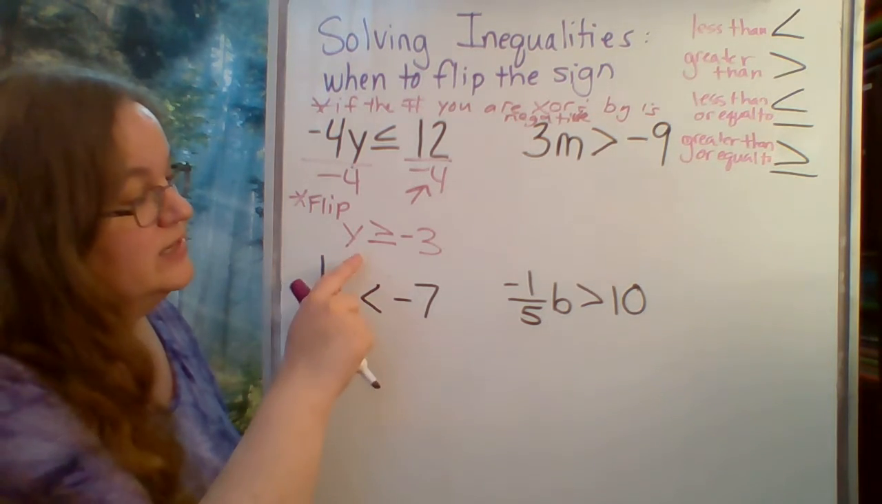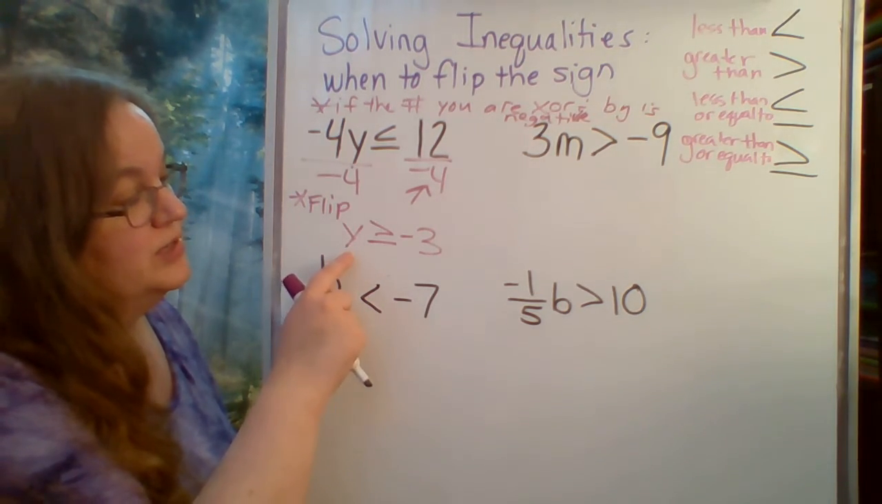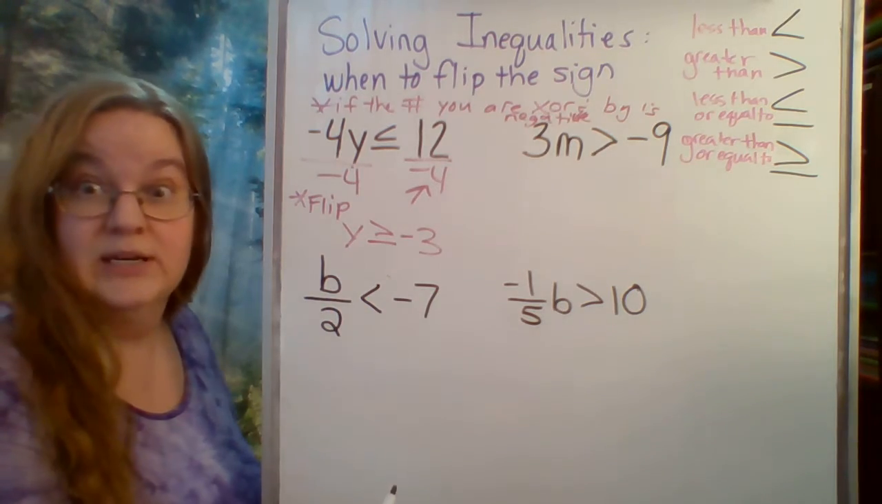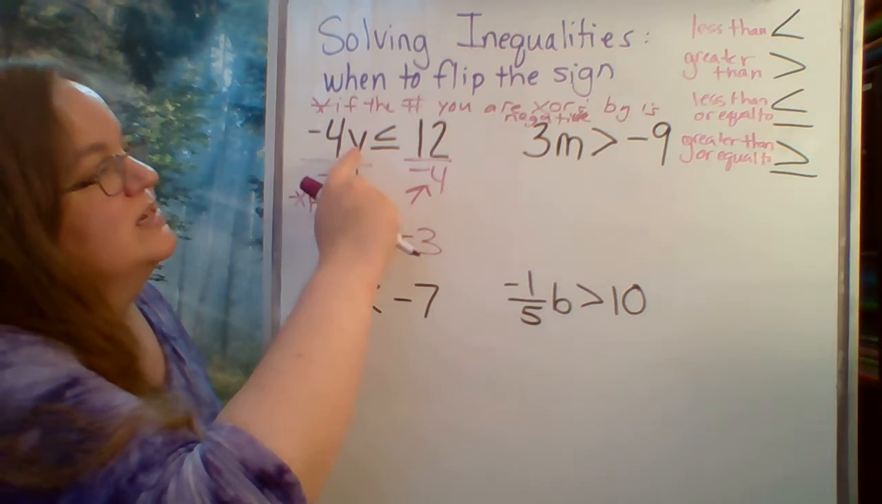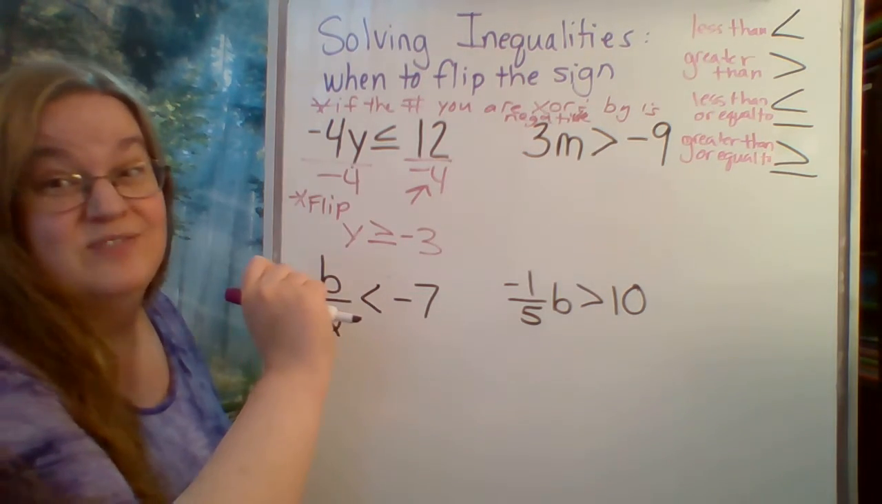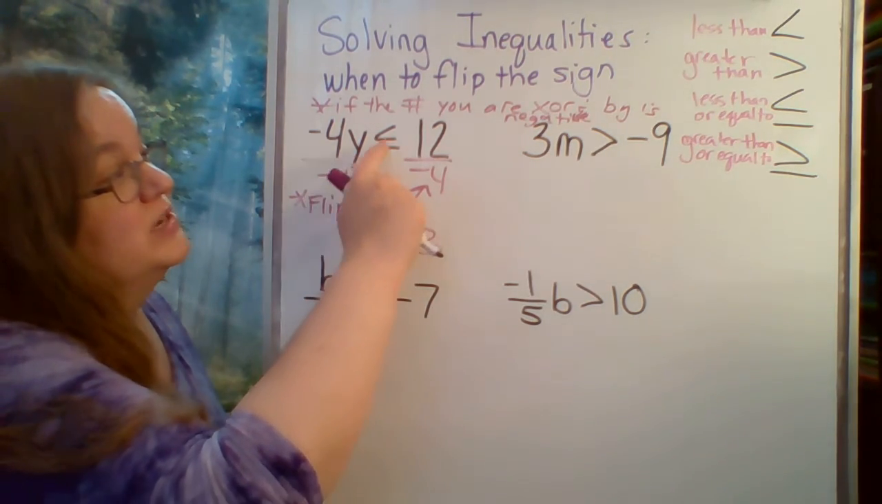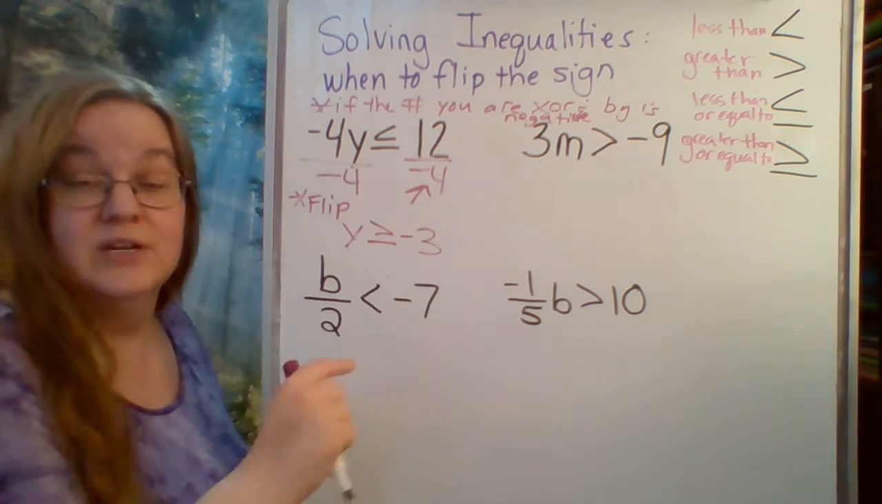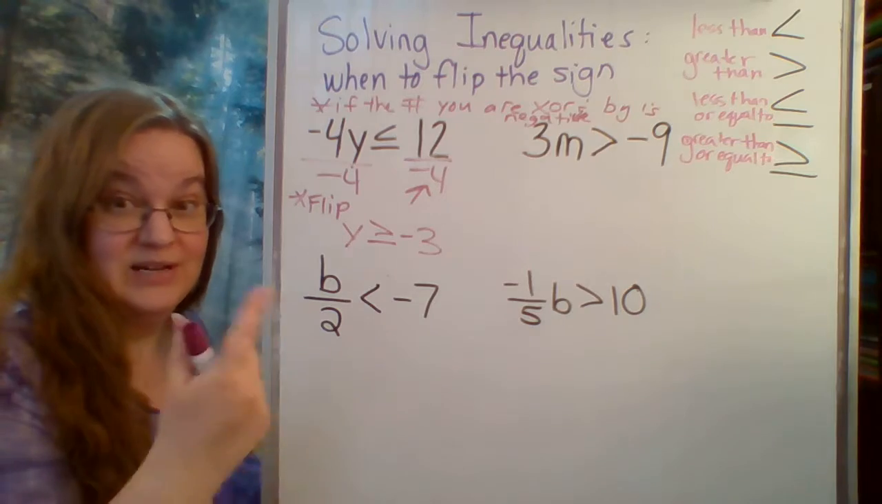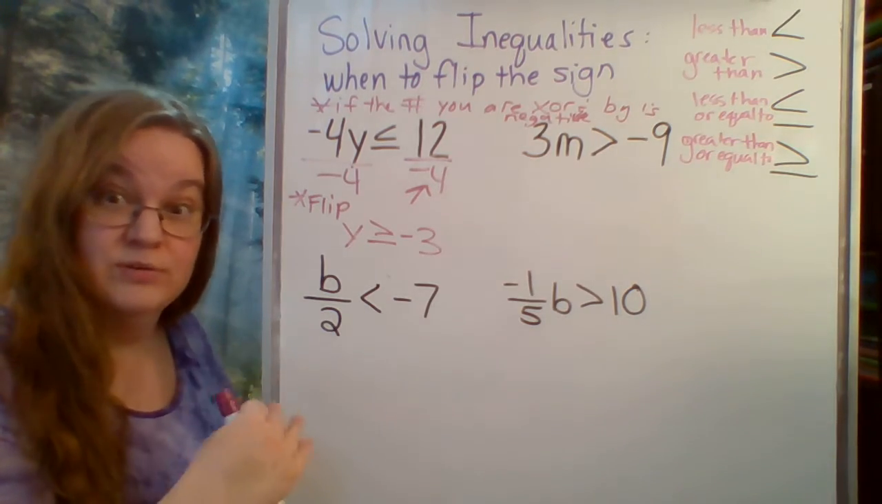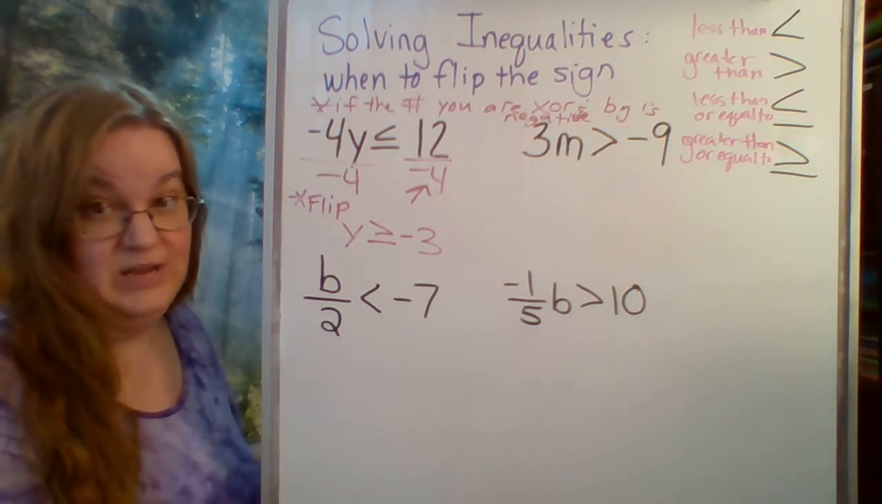If I, on the other hand, picked a number that was less than -3, like -10, then -4 times -10 is +40, and +40 is not less than 12. So because I divided by a negative number, I had to flip that sign around. It kind of messes things up, and if I don't, the answers that I get are not going to make sense.